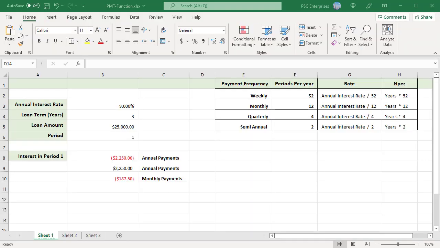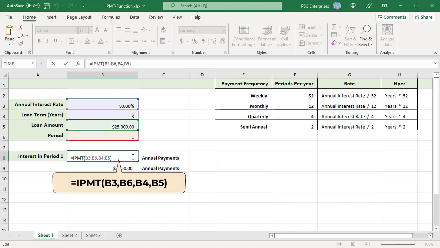For example, an amount of $25,000 is borrowed for 3 years with an annual interest rate of 9%, and annual payments are made at the end of each period. Balance after the last payment is 0. This formula calculates the interest portion of a loan payment for period 1. Pass 9% for rate, 1 for period, 3 for NPER and 25,000 for PV. FV and type are omitted.